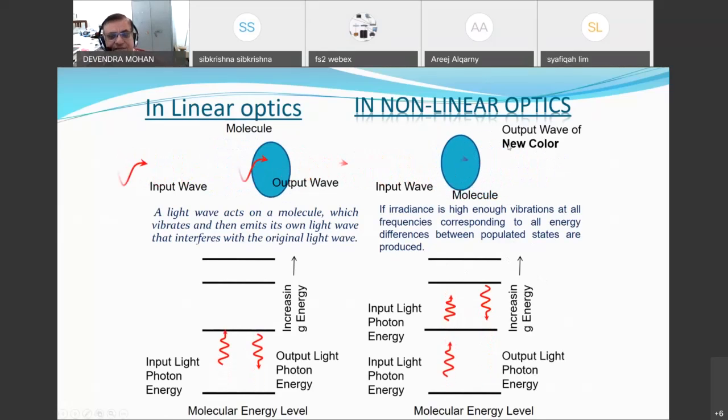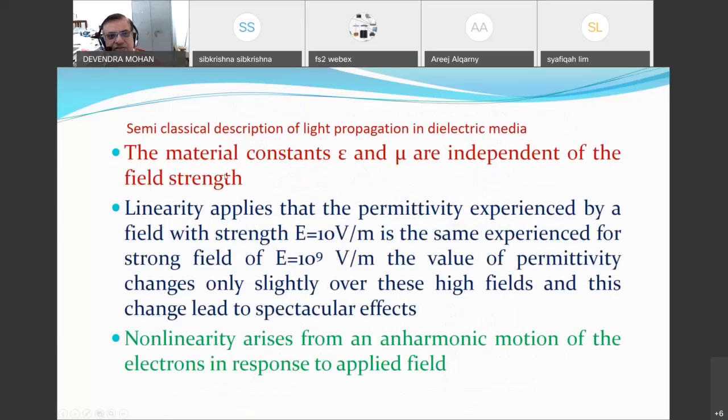That means a new frequency. If you go for the semi-classical description of light propagation in dielectric media, the material constants such as epsilon are independent of the field strength, and linearity applies: the permittivity experienced by a field of E equal to 10 volt per meter is the same as that experienced for a strong field of E equal to 10 to the power 9 volt per meter. The value of permittivity changes only slightly for these high fields, and this change leads to spectacular effects.